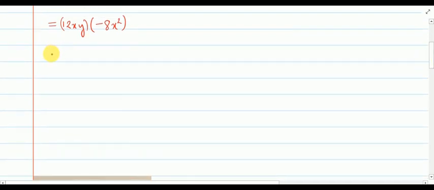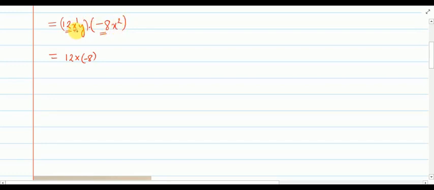Now what you will do, here you have a constant coefficient 12, and here constant coefficient is -8. So you'll write 12 into -8. Okay, and then what you'll do, here you see x to the power 1, and here you see x to the power 2. Okay, so x to the power 1 and multiplication sign is there. Yes, so x to the power 1 will be multiplied to x square.